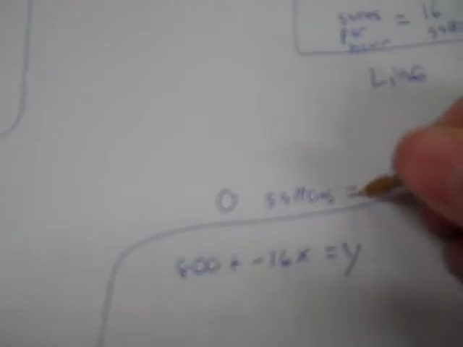Okay, now 0 gallons is my input value, and gallons is Y, so that's where we're going to replace the Y again with 0, and X is multiplied by negative 16, so I need to subtract 800.